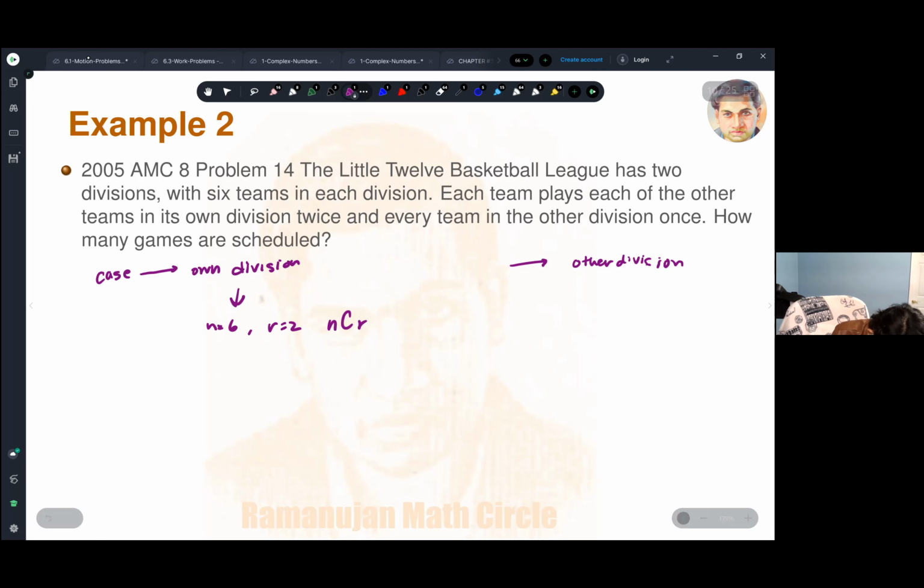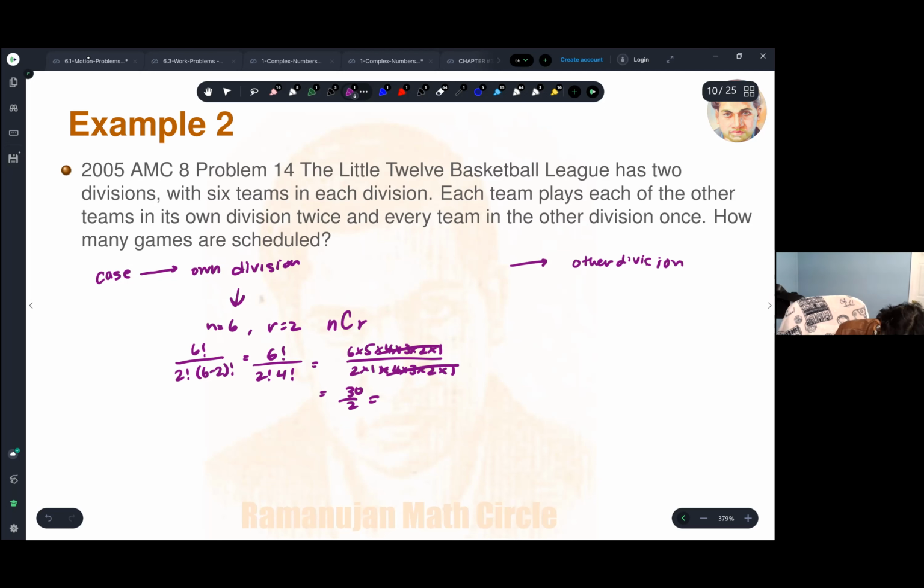So it's 6 factorial divided by 2 factorial times (6 minus 2) factorial. So that's 6 factorial divided by 2 factorial times 4 factorial. And then this is equal to 6 times 5 times 4 times 3 times 2 times 1, over 2 times 1, times 4 times 3 times 2 times 1. So this cancels, and then that becomes 30 over 2. So that's 15. So 15 different ways to pair 2 teams if you pick 2 teams out of 6 teams.